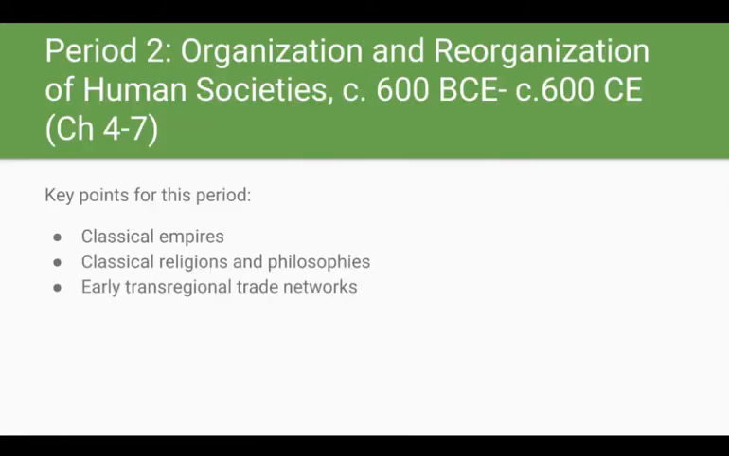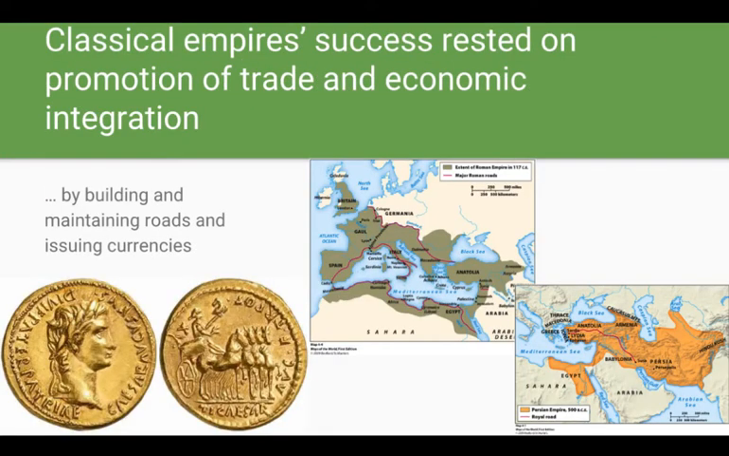For Unit 2, we're looking at the classical era. The empires, such as the Han Dynasty and the Roman Empire, definitely relied on facilitating trade in order to survive. There's a couple of examples here about building roads, and here's a diagram of the roads in the Roman Empire, and also the Royal Road in the Persian Empire, and issuing currency such as these Roman coins here.